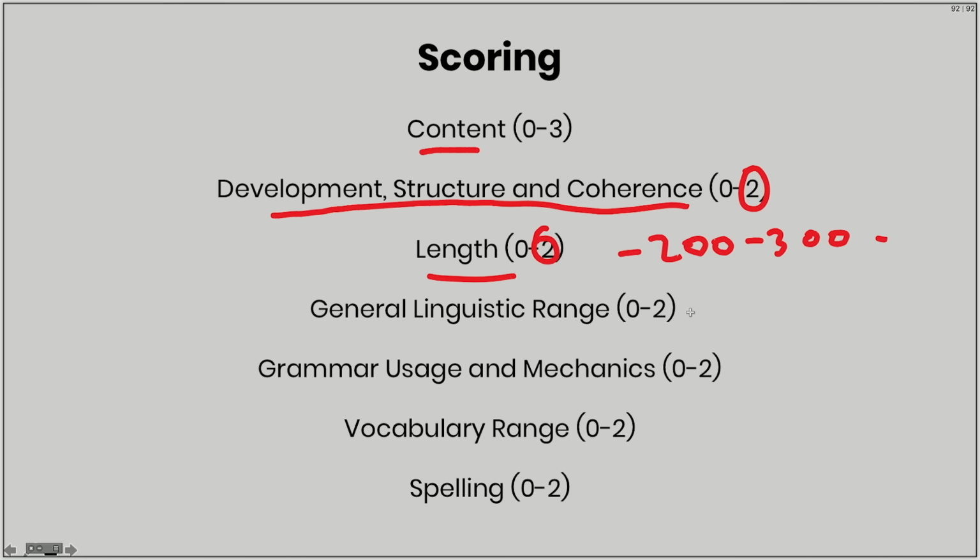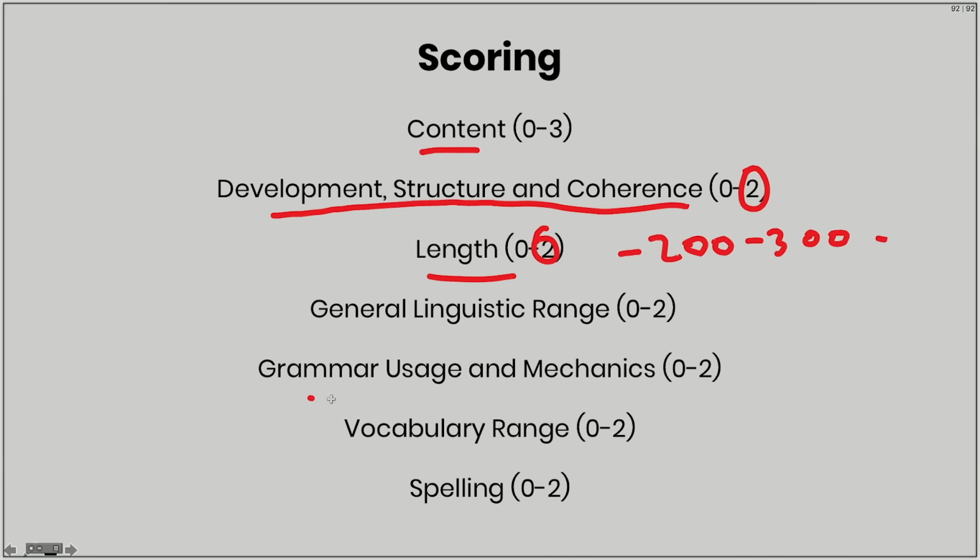What am I trying to say here? I'm struggling with my general linguistic range. How precisely can I describe something or show something through language? That's what this is about. How good is the versatility of your vocabulary and grammar? Yeah, something like that. Okay, grammar, usage, and mechanics.